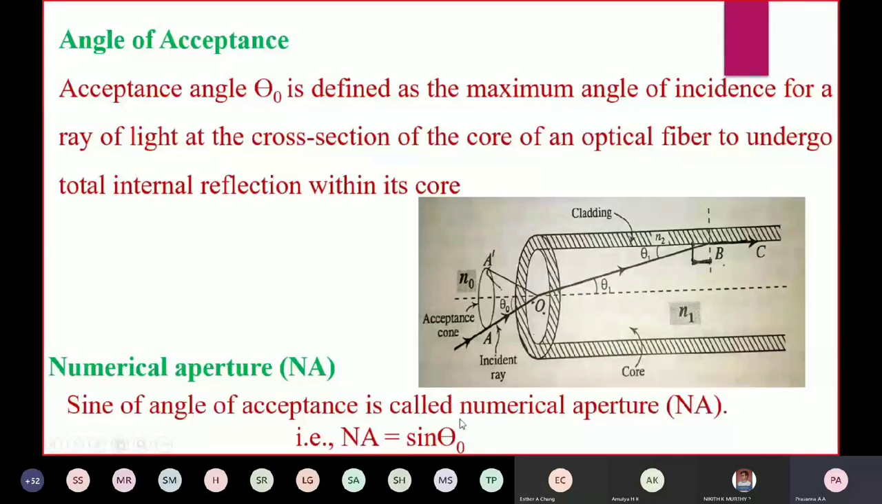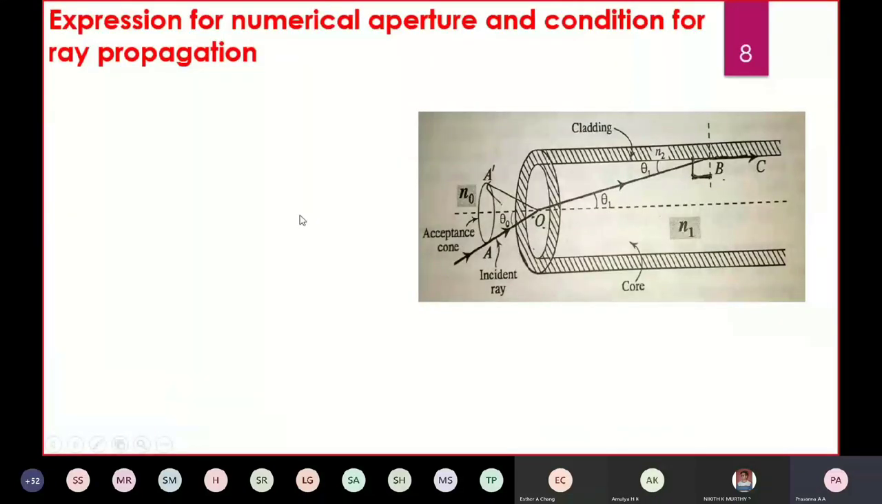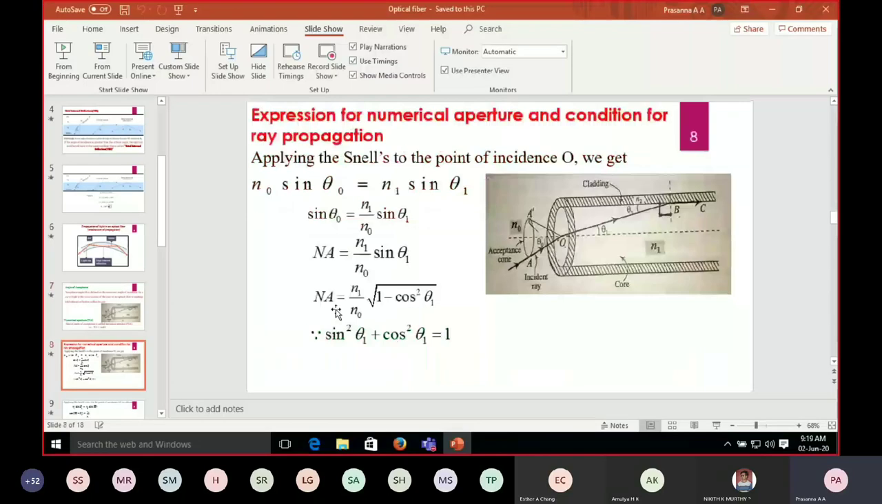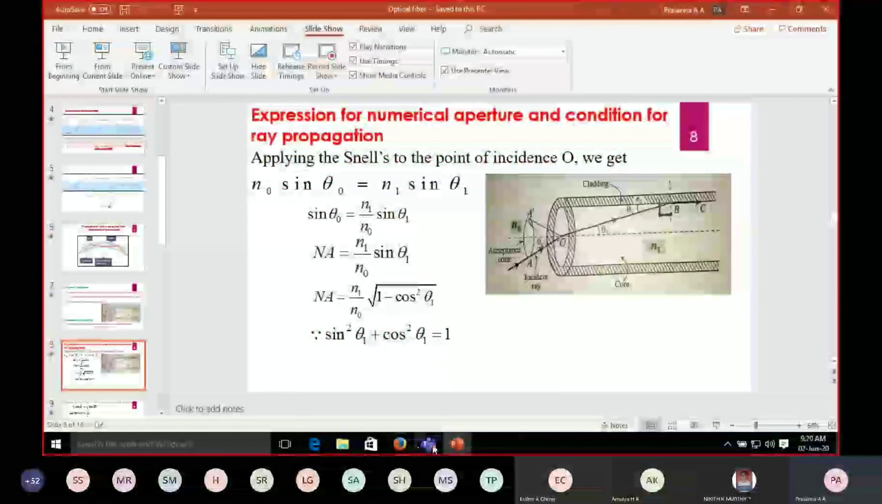It has the physical meaning that it is a measure of the ability or efficiency of the optical fiber of supporting the light ray to undergo total internal reflection. As far as your examination is concerned, this derivation is very important. Out of, for example, 5-6 examinations, nearly 3-4 times it has been asked in the exam.